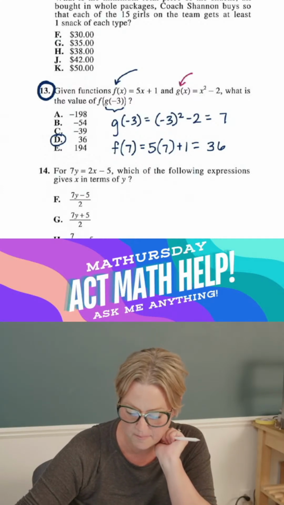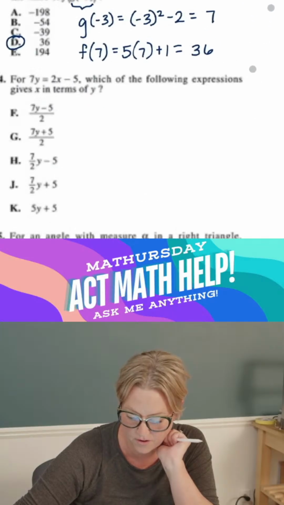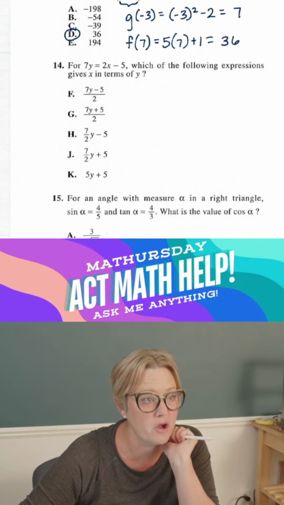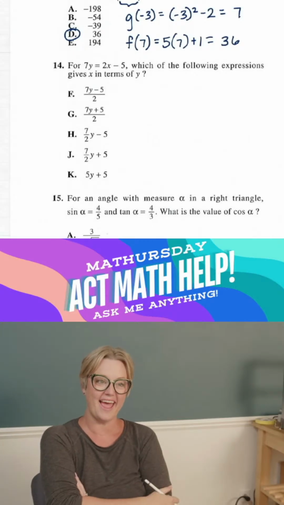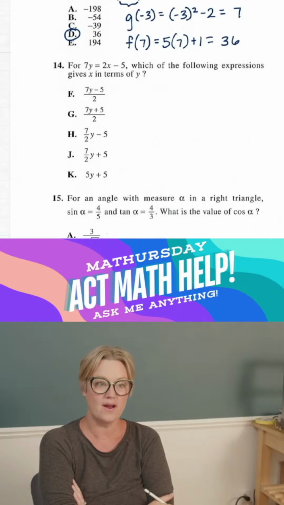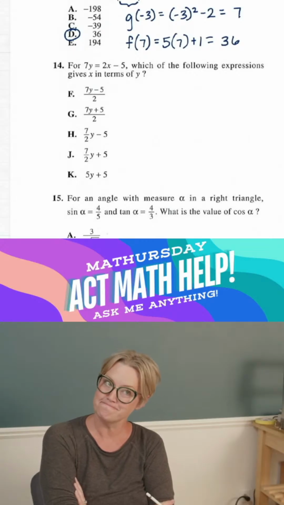I know that some of you have already given me your answer for 14, but go ahead and take a look at this one. Let's take a look at number 14 and put your answer in the chat.